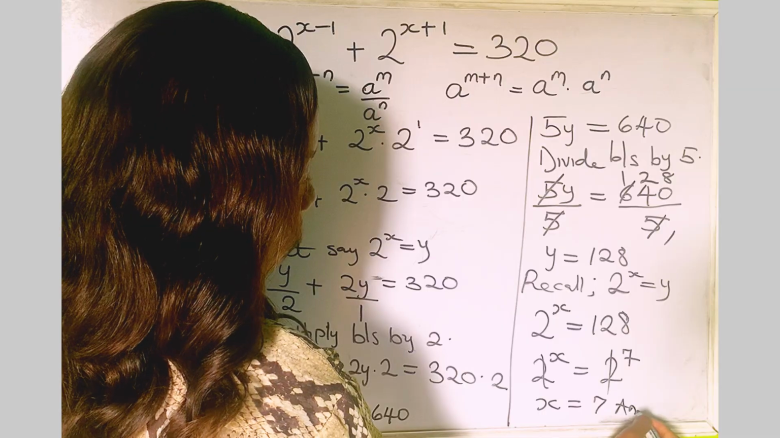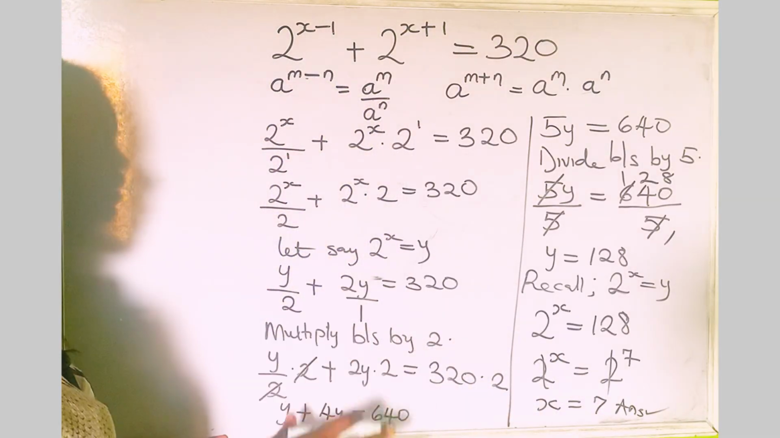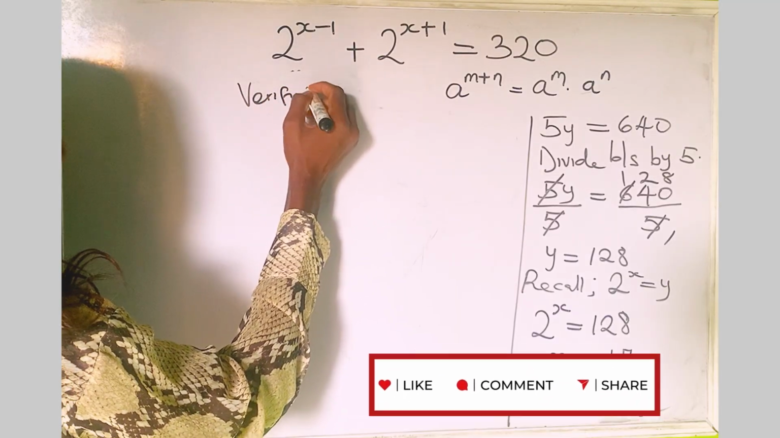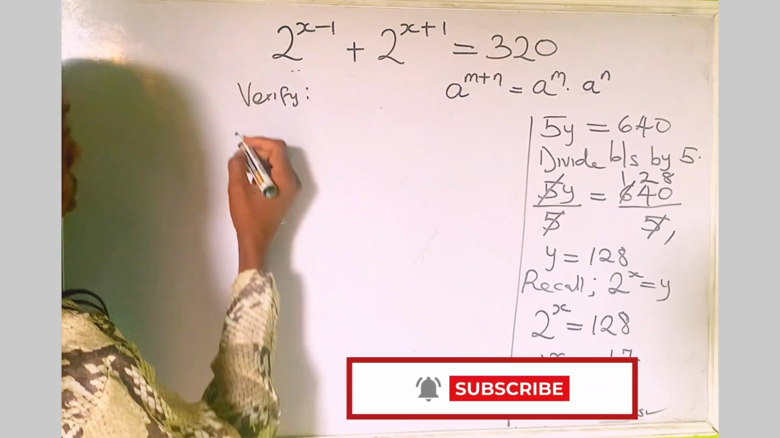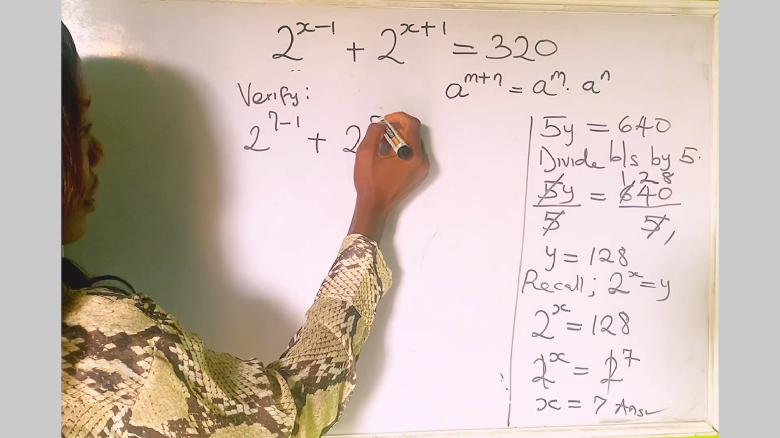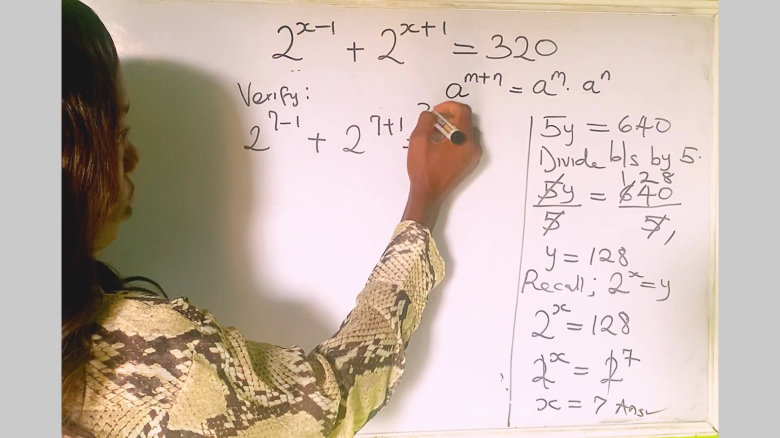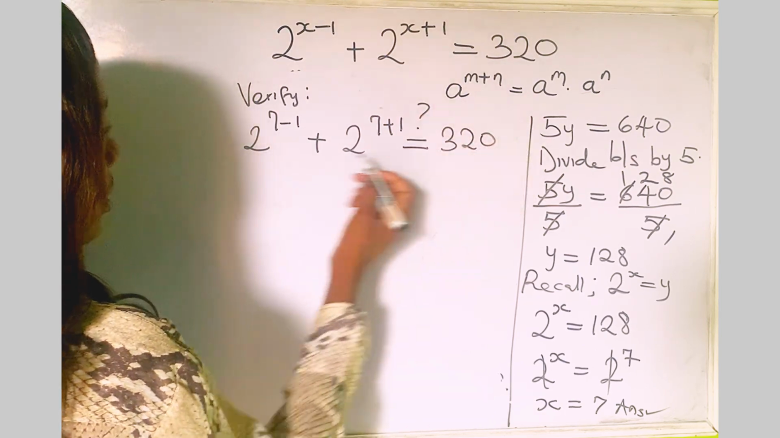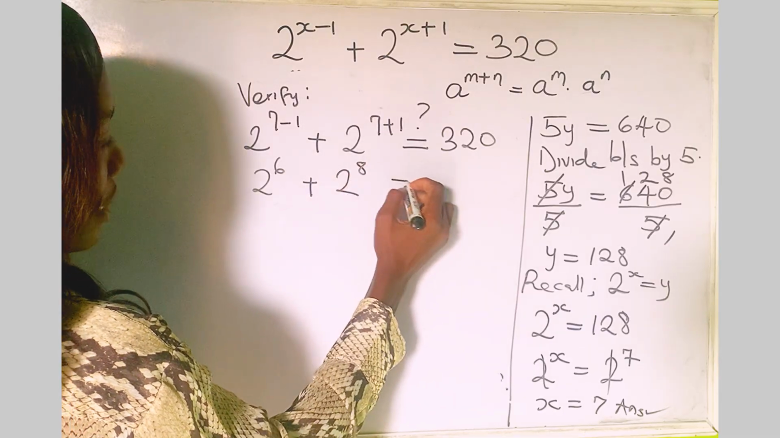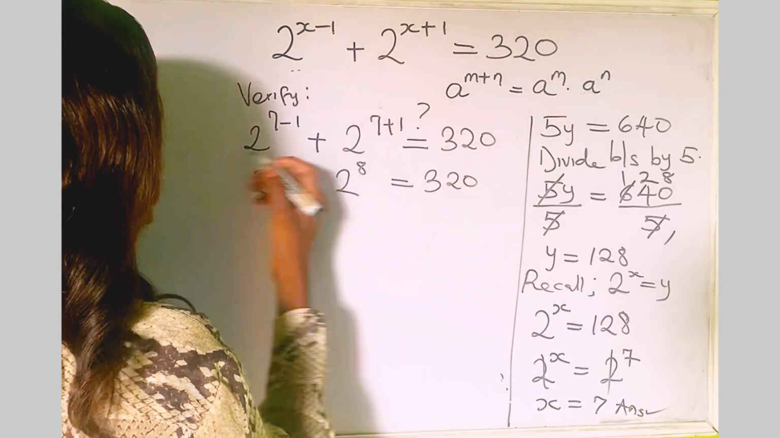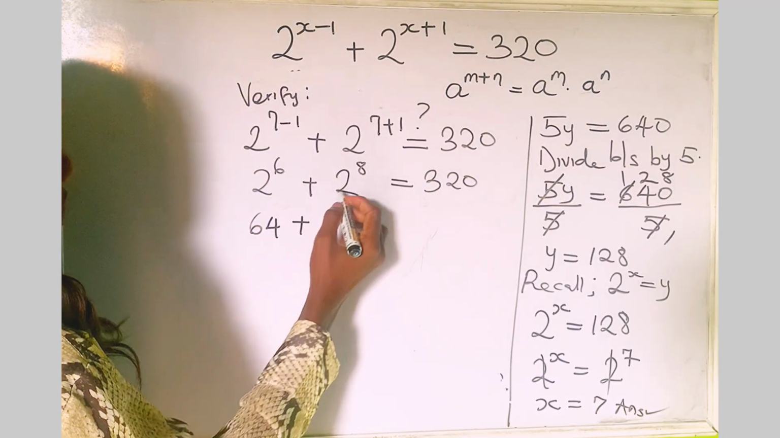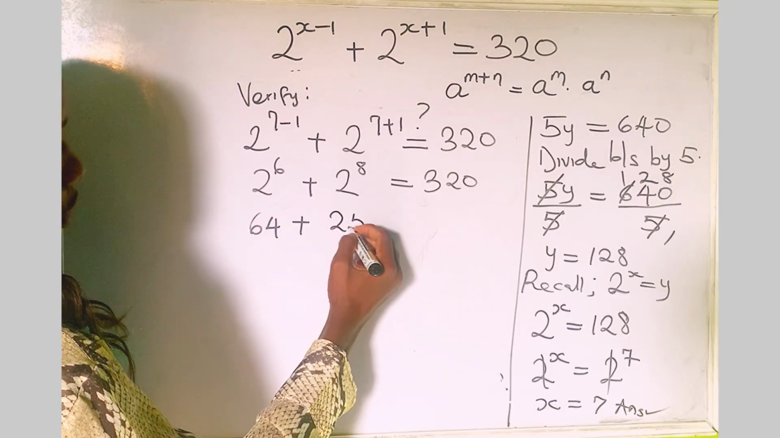This is our answer. However, sit back while we verify this equation. Now to verify, let's verify x is equal to 7, right? So we have 2 to the power of 7 minus 1 plus 2 to the power of 7 plus 1. We want to know if it is equal to 320, right? So this is 2 to the power of 6 plus 2 to the power of 8. So let's do this. 2 to the power of 6 is going to give us 64, plus 2 to the power of 8 is going to give us 256.